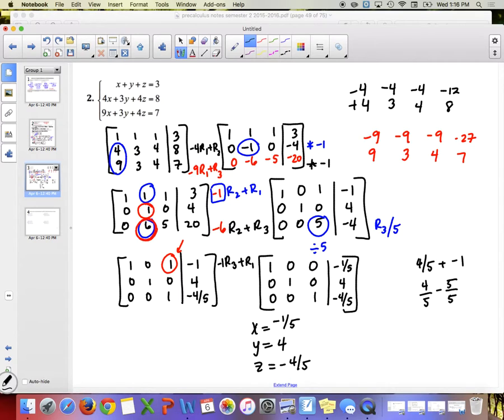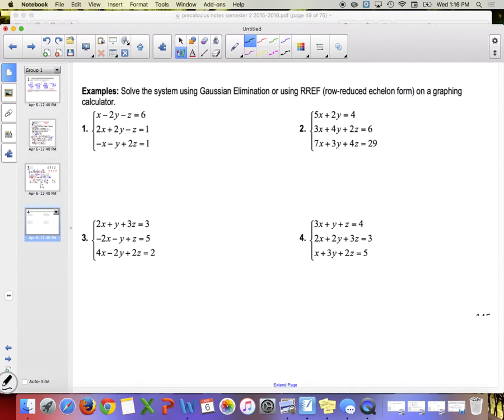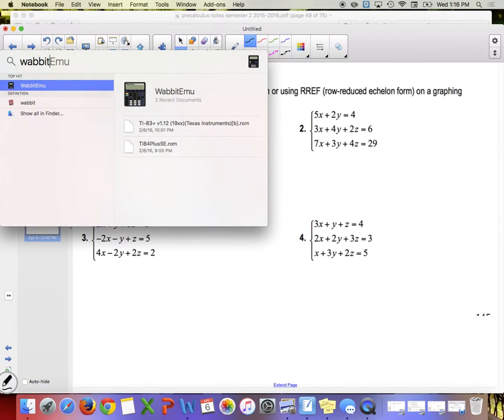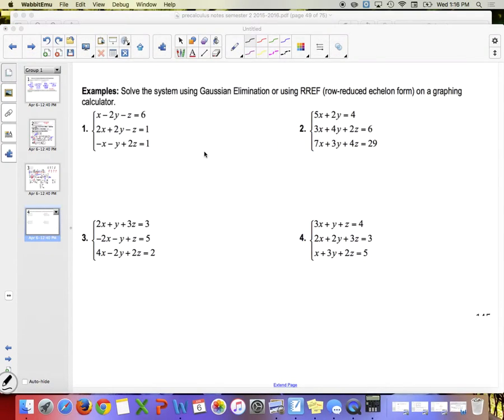Okay. You got it? Good. All right, now matrices aren't always this hard, right? I've taught you how to use your calculator before with matrices, so we're going to kind of review the calculator stuff too. And that way you can always check your answers as well. It says solve the system using Gaussian elimination or using row-reduced echelon form on a graphing calculator. There are ways to solve on a graphing calculator that you guys have learned before, and I'll review that really quickly with you.